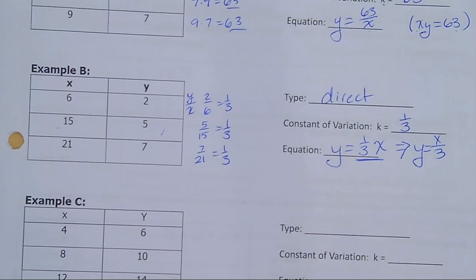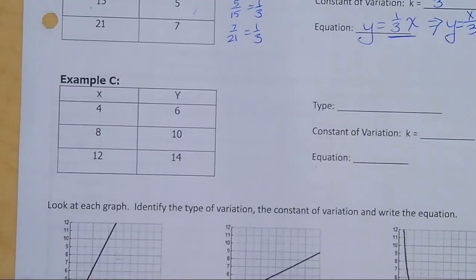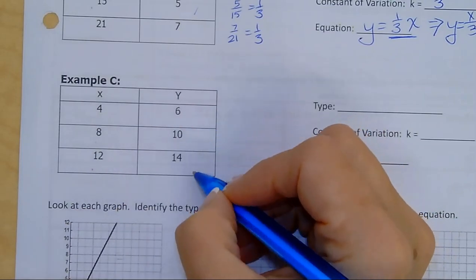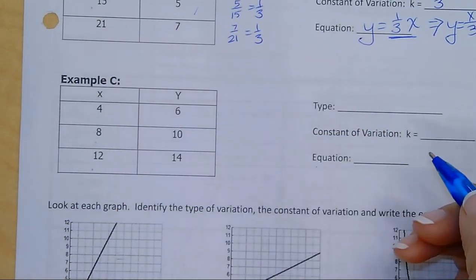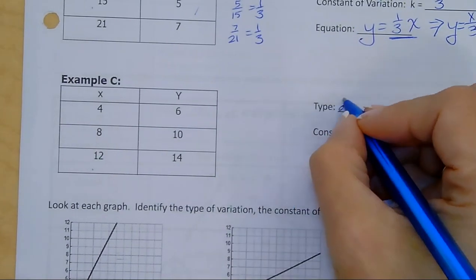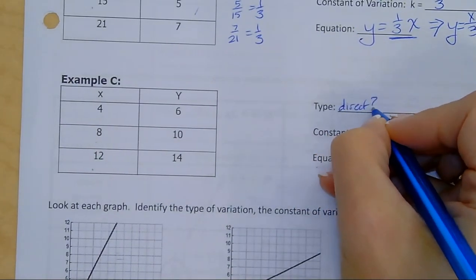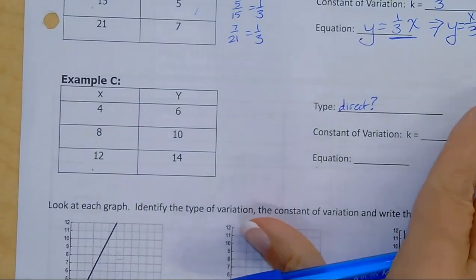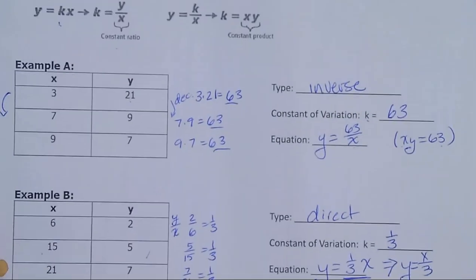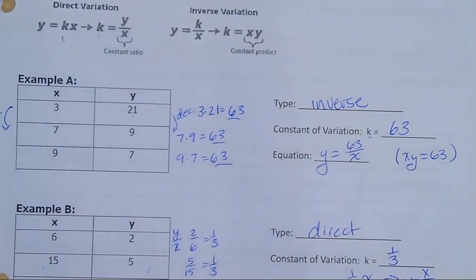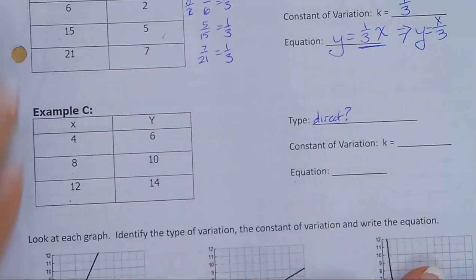Okay, example C, let's figure it out. 4 to 8 to 12, we are increasing. 6 to 10 to 14, we are increasing. We're increasing both times. So if I'm going to guess, I'm going to say maybe it's direct, but it's only direct if my constant is exactly the same. We already said that with a direct variation, our k is always going to be y over x. So we're just going to try y over x every single time here.